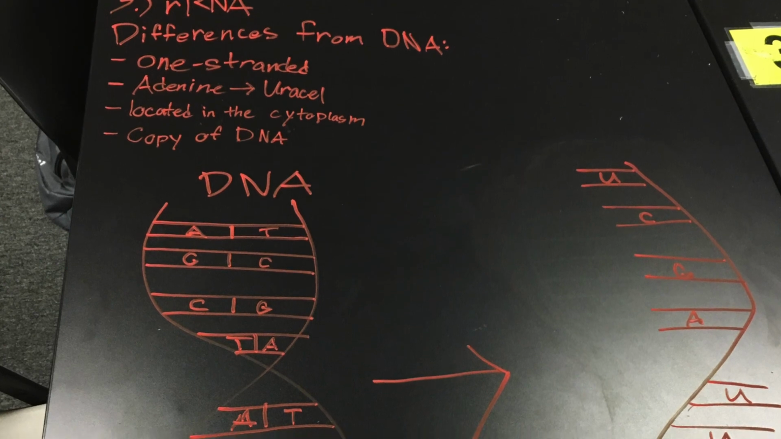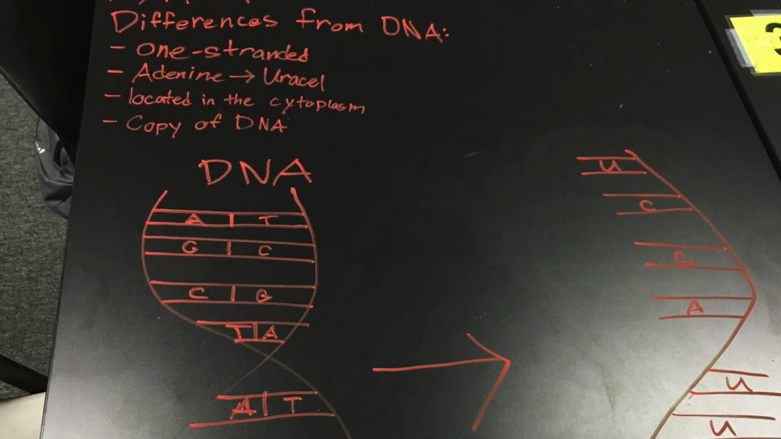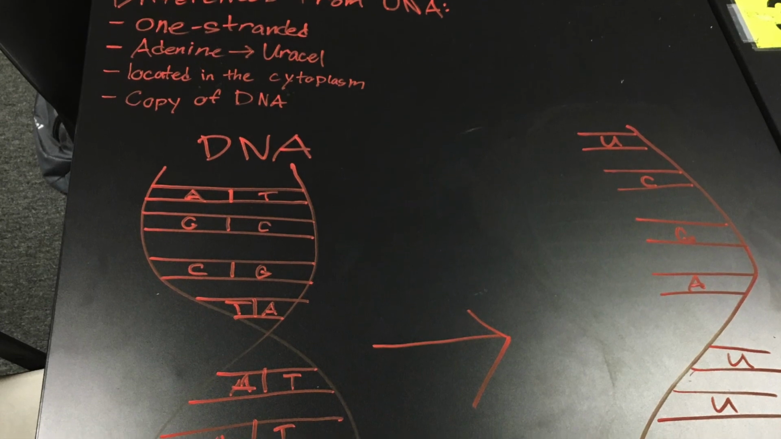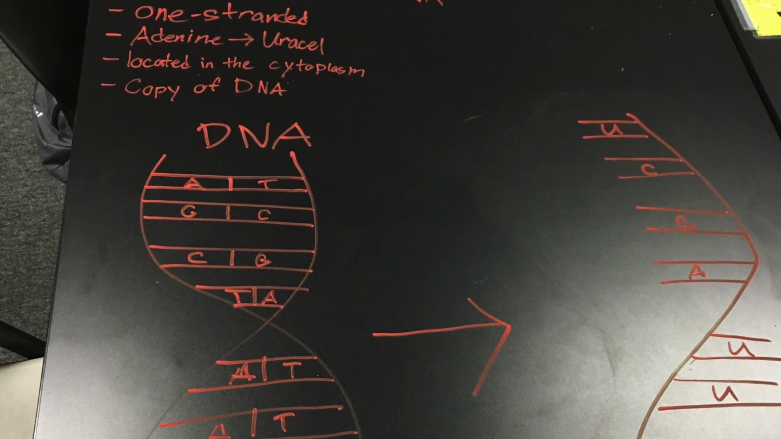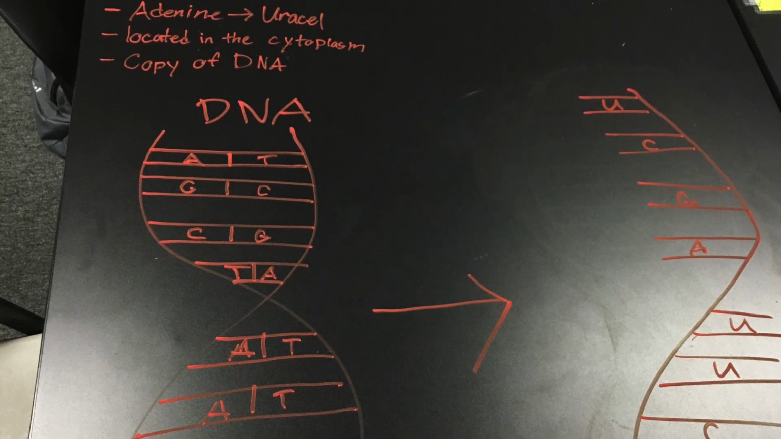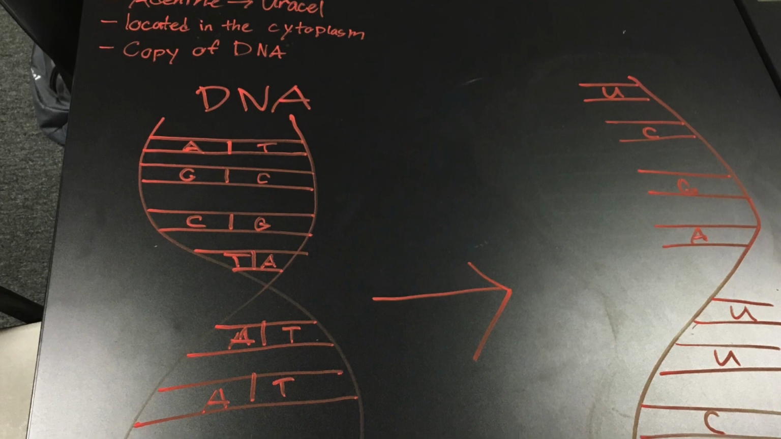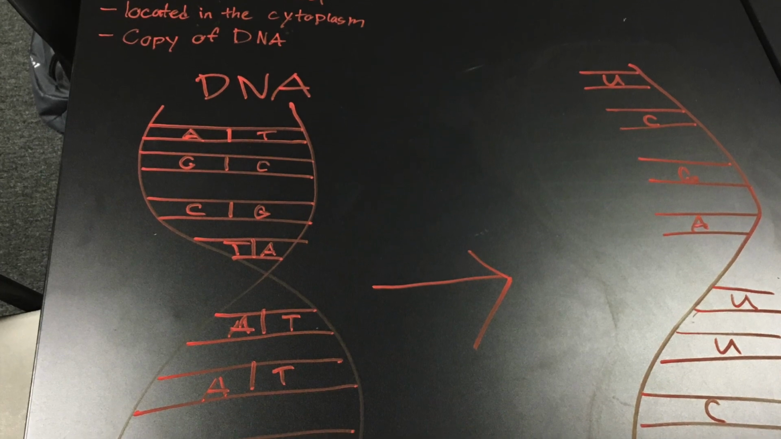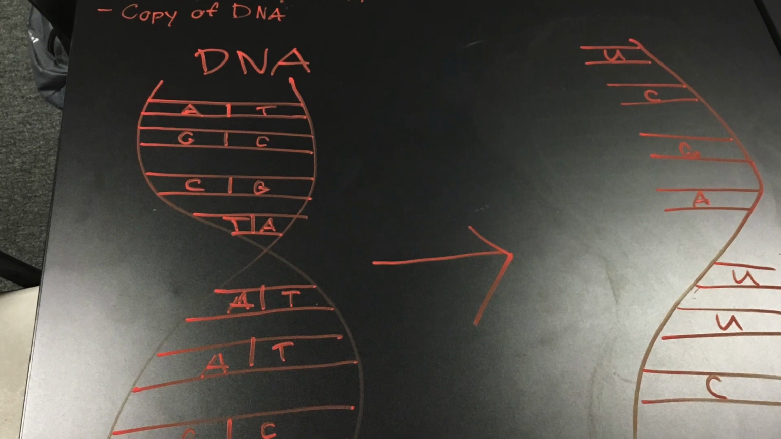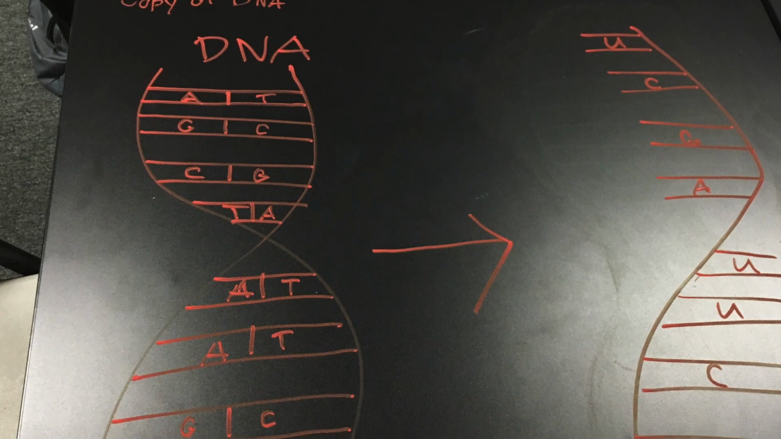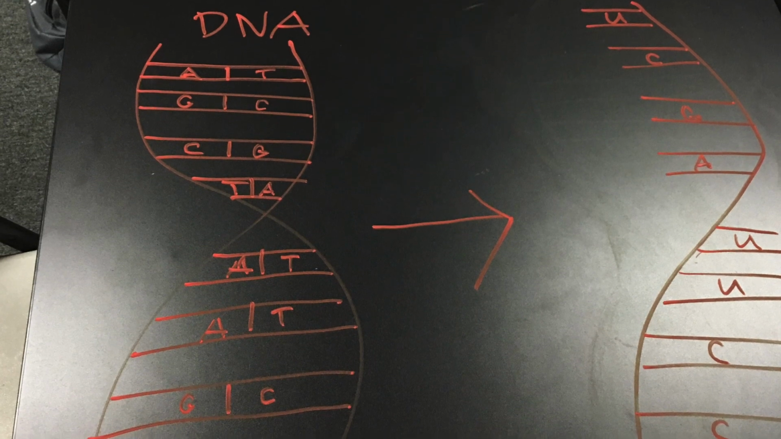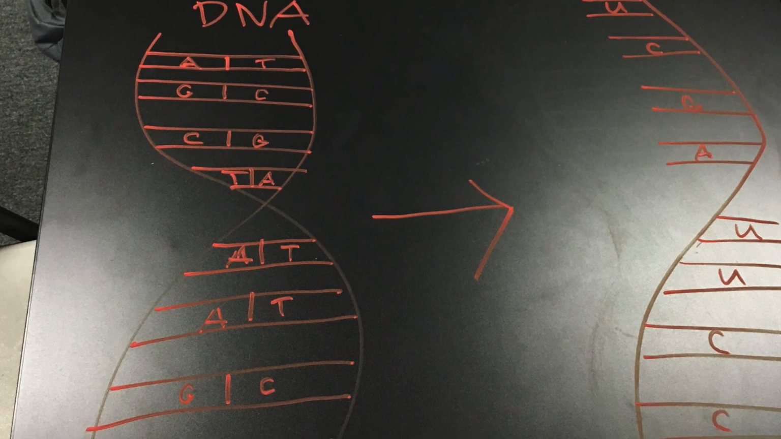There are also a few differences between RNA and DNA. One of them includes RNA being one-stranded, while DNA being two-stranded. Another difference is adenine is paired up with thymine in DNA, while in RNA, adenine is paired up with uracil. DNA is located inside the nucleus, while RNA is located outside the nucleus throughout the cytoplasm.